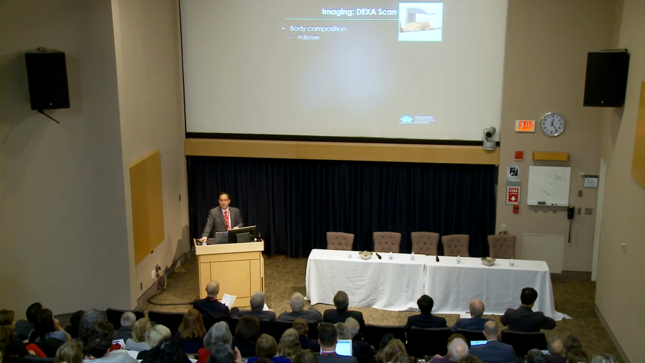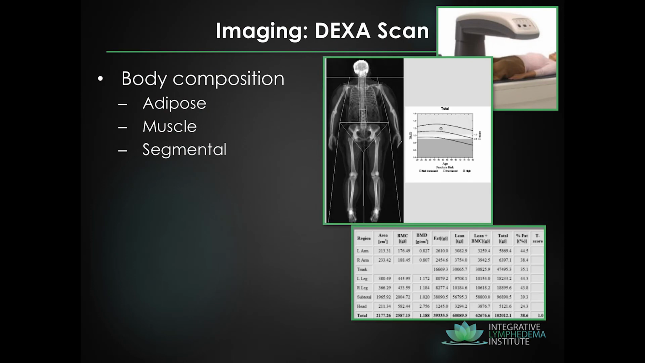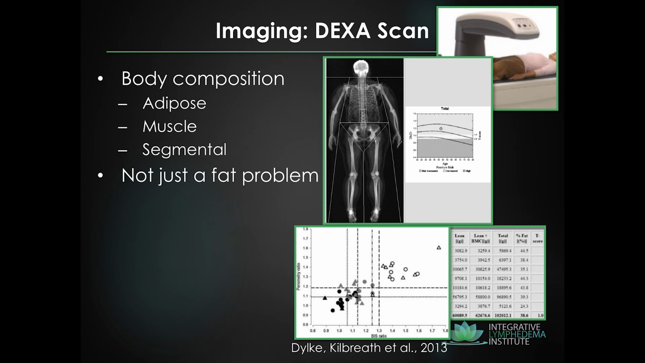So DEXA scan is another one. I'm a big fan of DEXA scan. I know it's an ancient technology, just like lymphoscintigraphy, but it also gives you segmental options. And we think of it for bone scans, but I think of it for adipose, for muscle, for segmental fibrosis. You break that down, and we're lucky. I think Dr. Kilbreth's here. She's going to talk about her stuff. But this is one of her charts.